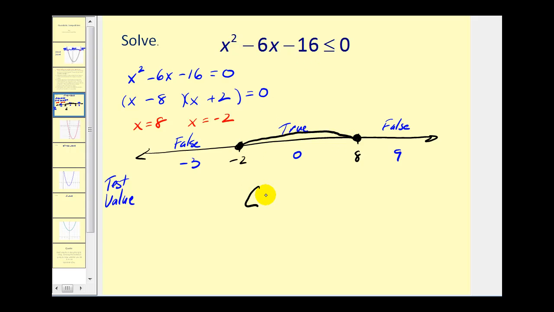Using interval notation, we would have the closed interval from -2 to 8, and using inequalities, we would have x greater than or equal to -2 and less than or equal to +8. Let's go ahead and check this graphically as well.